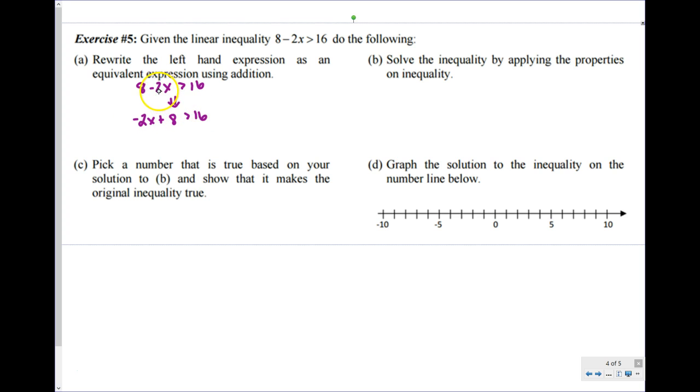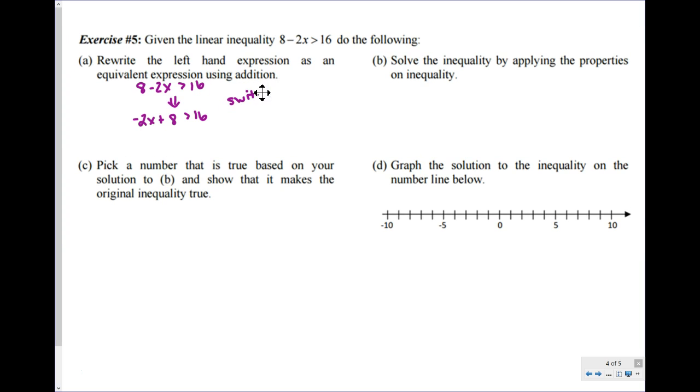Okay, so see how I just moved the negative 2x and the 8 and I switched them around? This makes it easier to solve it, right? This property is called the commutative property. We just switched our terms around.